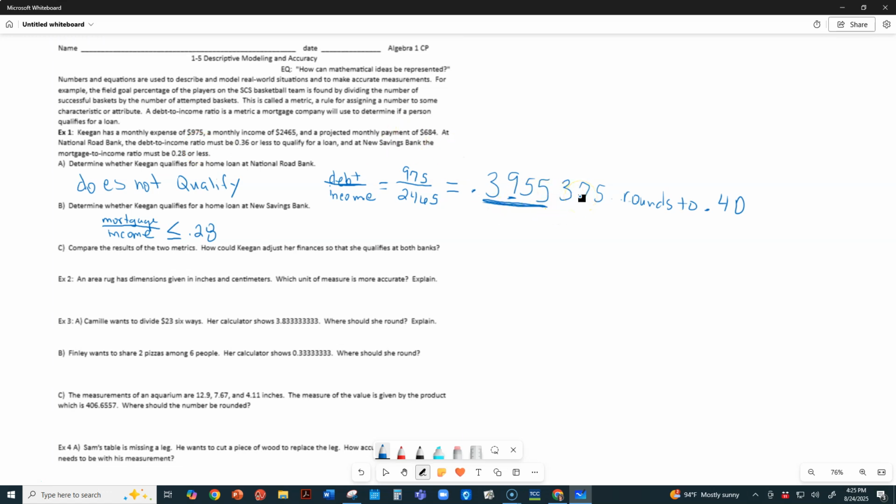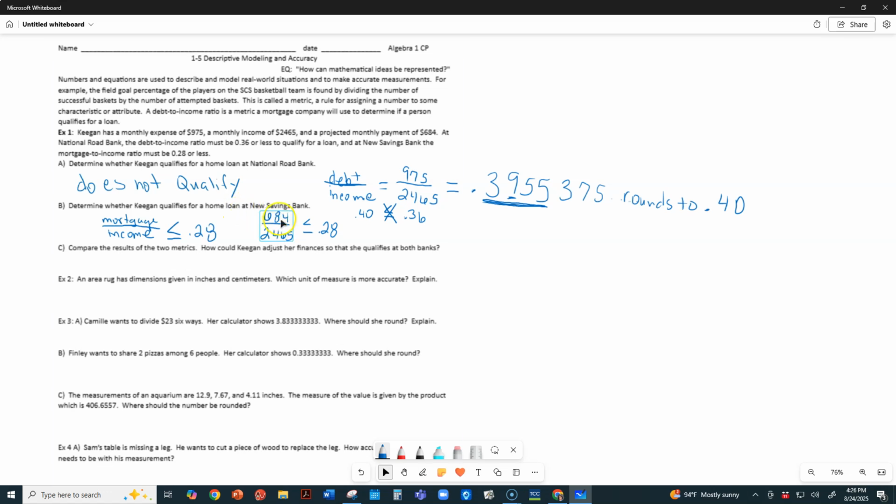And this one right here, his debt to income ratio had to be less, the same thing. Had to be less than or equal to 0.36. Okay, and his came out to be 0.40. 0.40 is not less than 0.36. Okay, so his mortgage to income, his proposed mortgage is $684. And compare that to his income, $2,465. And we need to see if that is less than or equal to 0.28.